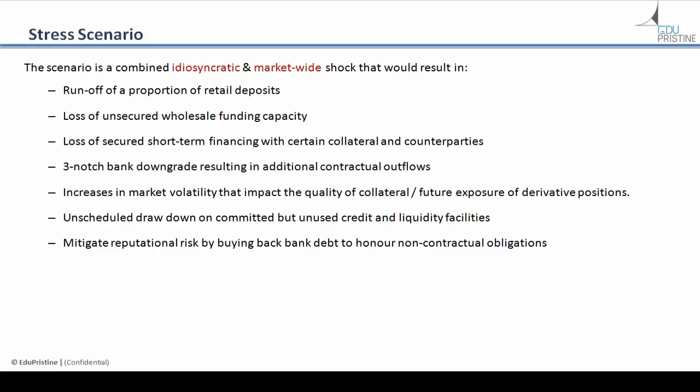And also you need to take account of unusual, unscheduled drawdowns on committed facilities which have not currently been used. And you need to also mitigate reputational risk by buying back debt to honor non-contractual obligations. So all of these risks and scenarios are combined into a Basel III stress scenario, and from that, you generate what your 30-day cash outflow is going to be.